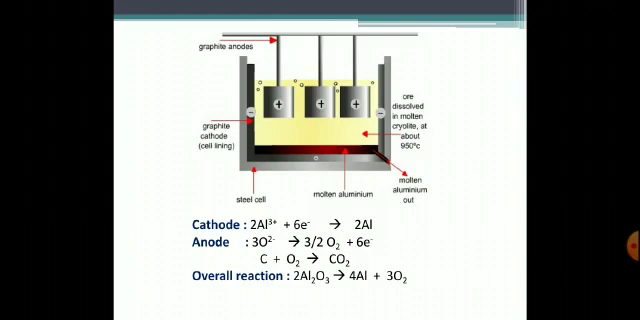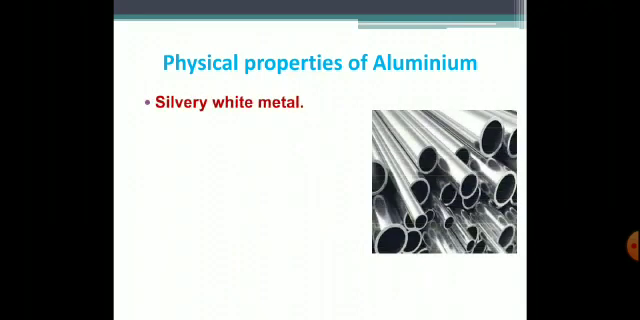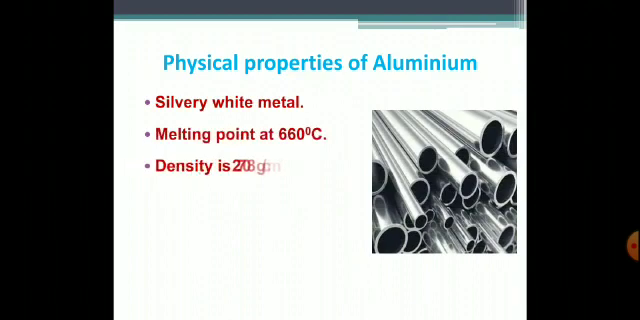Let us study the physical properties of aluminium. Aluminium is a silvery white metal. It has a melting point of 660 degrees Celsius. The density of aluminium is 2.708 gram per cubic centimeter. So it is a light metal.